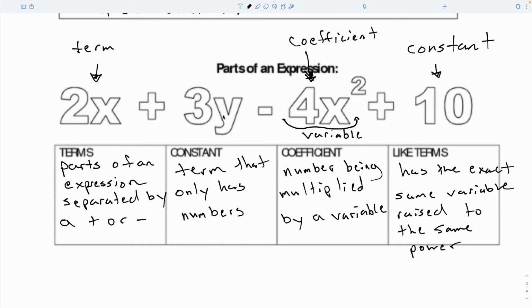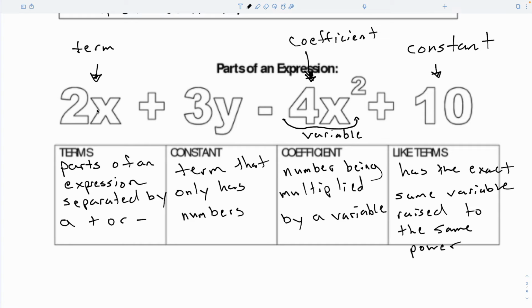3, 2, 1. Okay, are there any like terms? Thumb up, yes. Thumb down, no. Vote. Go. If you're not sure, I guess I'll take a thumb in the middle. Are there like terms in this one? Hands down. Aiden, what do you think?